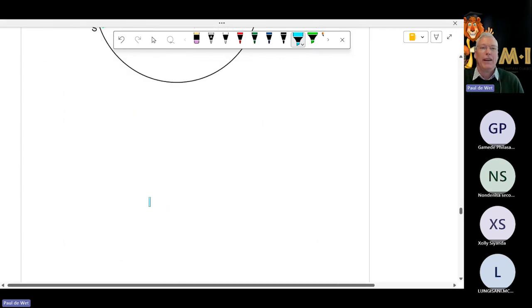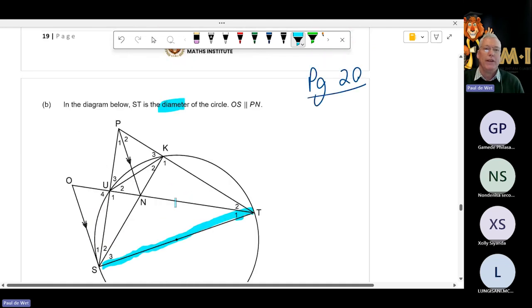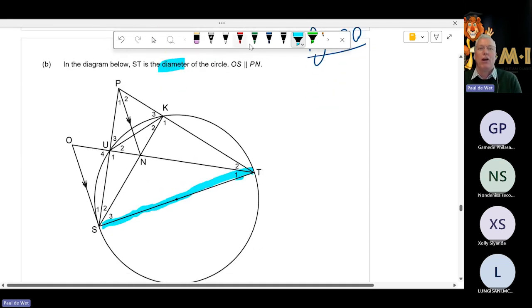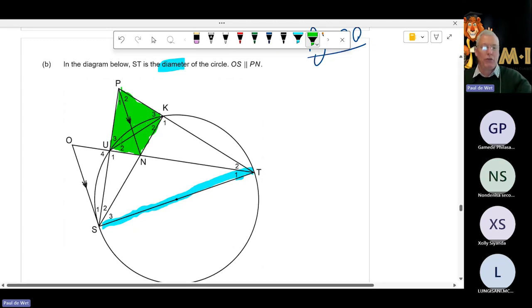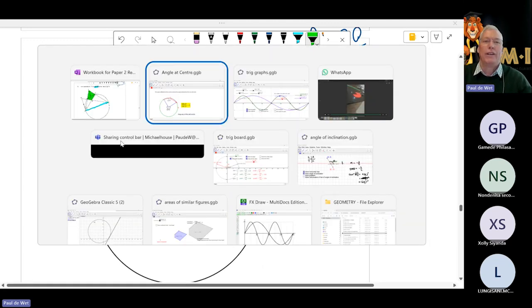Now, guys, listen carefully, we are being asked to prove that PUNK, this shape here, is a cyclic quadrilateral. How many ways have we got of proving that a quadrilateral is cyclic? I want someone, and I'm hoping Ayanda can bring a microphone to someone, to tell me all 3 ways by which we can prove a quadrilateral is cyclic.